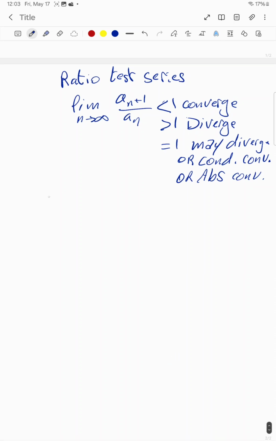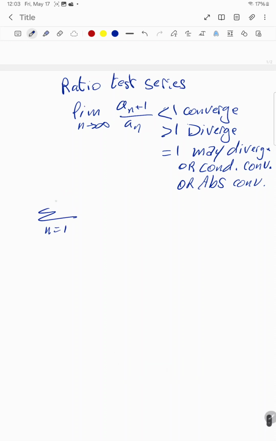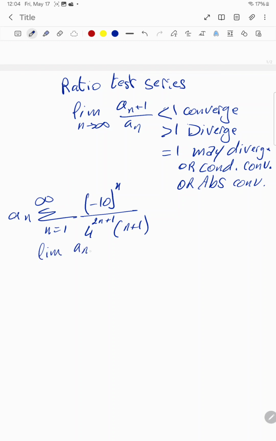The series from n equals 1 to infinity of minus 10 to the power of n divided by 4 to the power of 2n plus 1 times n plus 1. So this is my a of n here. I want to see the limit of a of n plus 1 divided by a of n when n goes to infinity. Let's call it r or l, whatever. Let's call it l for limit.